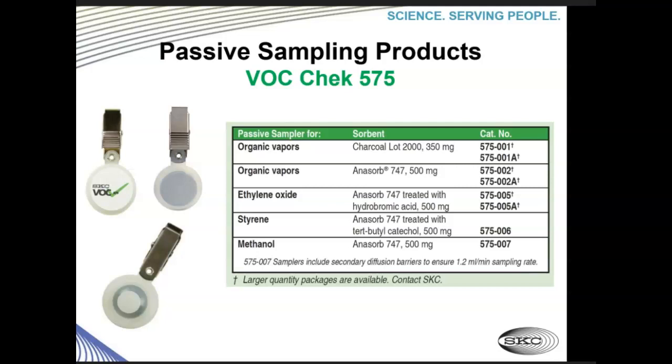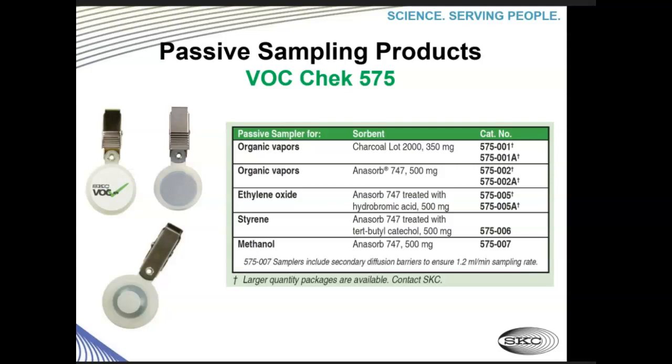The 575-002 sampler that you see in there contains Anasorb 747 sorbent, which is very versatile and will allow the collection of polar and nonpolar organic vapors in many cases. So it is preferred by OSHA. But since the sorbent is more expensive than activated charcoal, we also offer a 575-001 with charcoal for organic vapors as specified in SKC's internal validation studies where it is appropriate as a cost-saving option. So that's the reason that you see the two different organic vapor samplers.